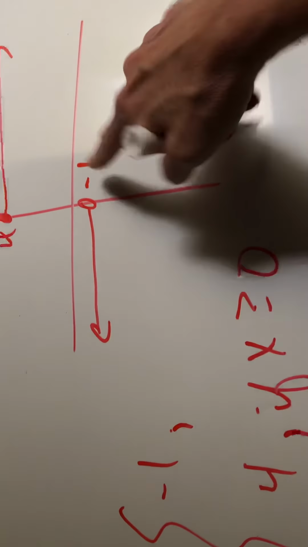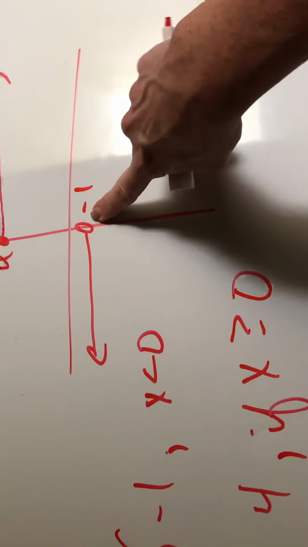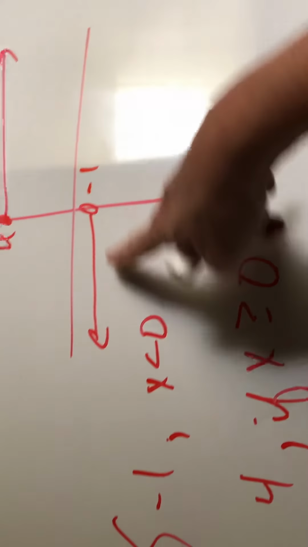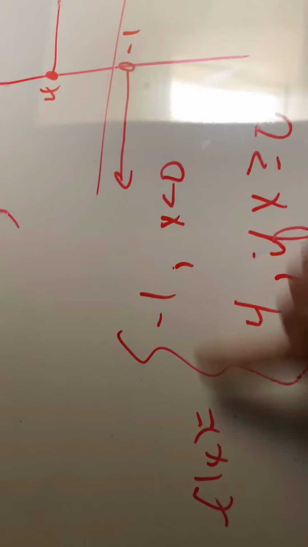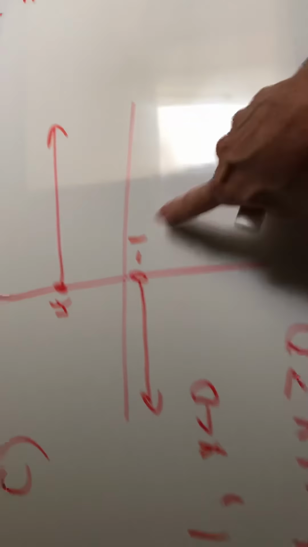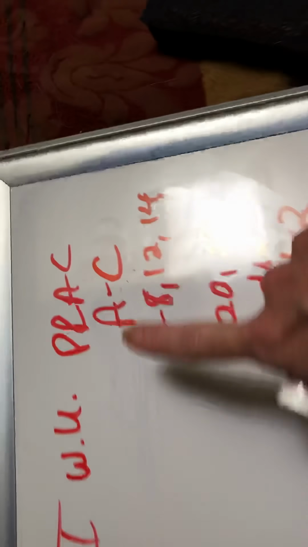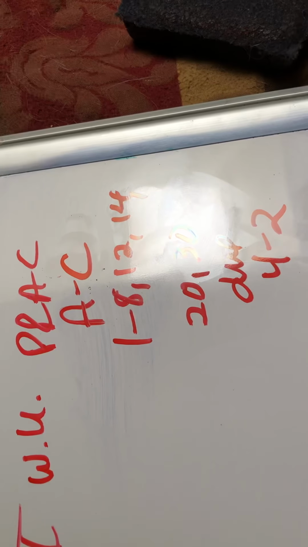Then to be -1, x has to be less than 0. It doesn't equal 0 here. It's an open circle, and it's everything less than 0. So that's the way that piecewise function is written for C. This is what you're given in the book, and this is the piecewise function for it. And again, we're only going to do A through C. We're not going to do D. And then 1 through 8, 12, 14, 20, and 30.